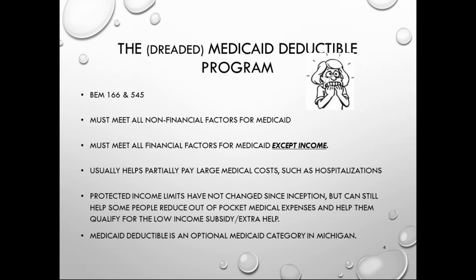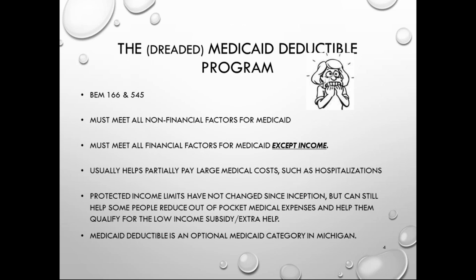In order to get the Medicaid Deductible, a person must meet all the non-financial factors for Medicaid, and they must meet all the financial factors for Medicaid except income. In other words, they're going to have to meet the asset test for Medicaid, but they don't need to meet the income test. This program can help people that have high medical expenses, but not enough income to meet those medical expenses. So there is no income threshold for this program. Usually, the Medicaid Deductible helps partially pay large medical costs such as hospitalization.